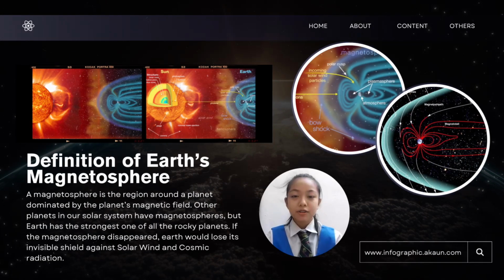Now, let's move on to the definition of Earth's magnetosphere. A magnetosphere is the region around a planet dominated by the planet's magnetic field. Other planets in our solar system have magnetospheres, but Earth has the strongest one of all the rocky planets. If the magnetosphere disappears, Earth will lose its invisible shield against solar winds and cosmic radiation.